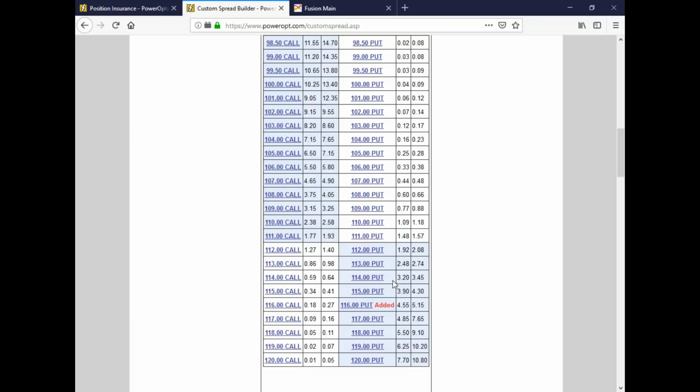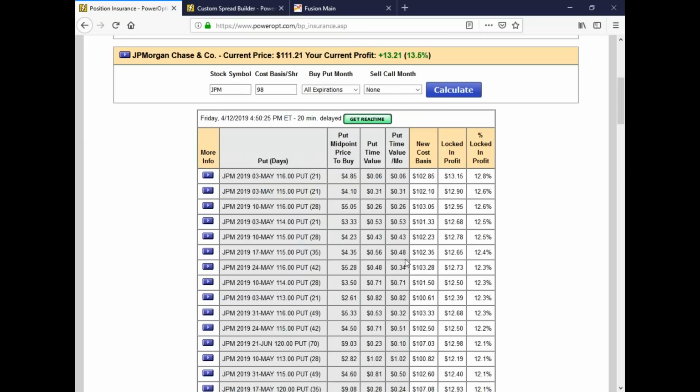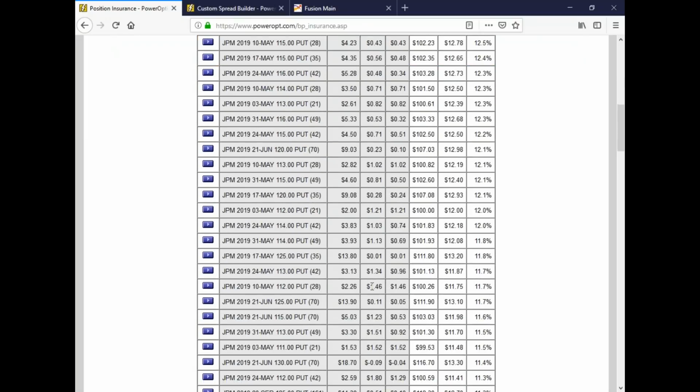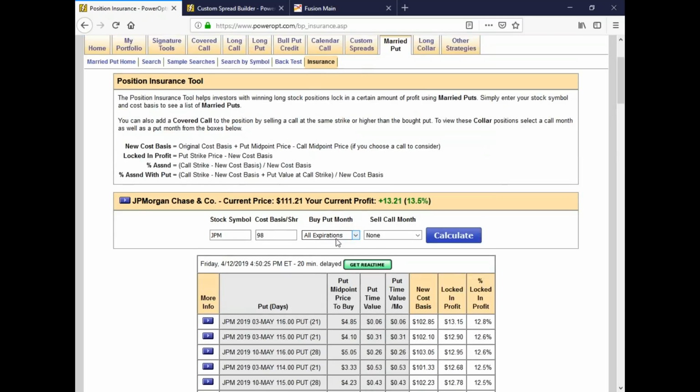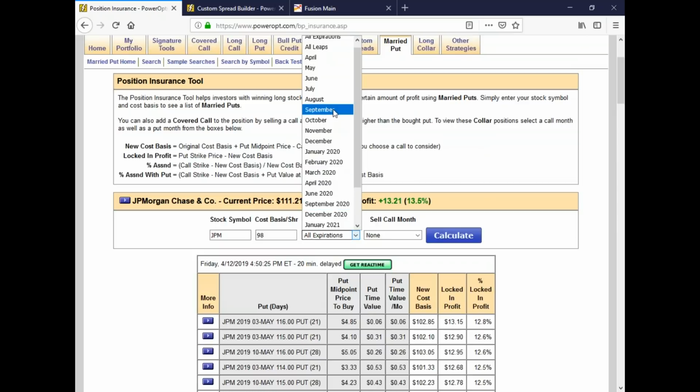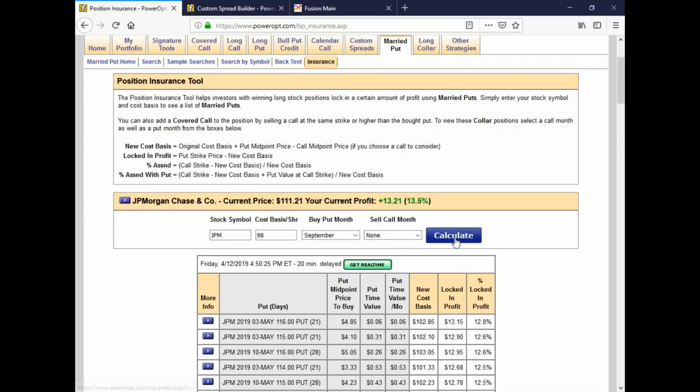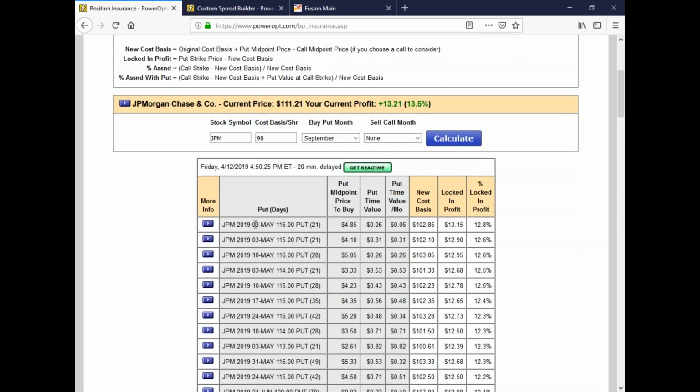Now, let's go back. 116 put would have cost us $4.85 for 21 days. Okay, let me scroll down here. That's what I want to see. September. Now, what's going to happen here? The September option is going to be more expensive. You know, the 3rd of May, 21 days out, 116 is at $4.85, as I mentioned, and the 115 is at $4.10.